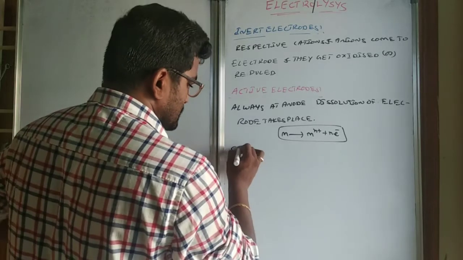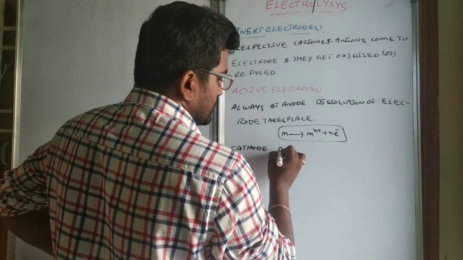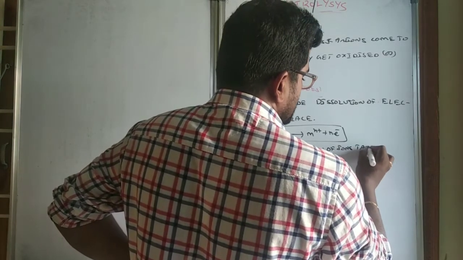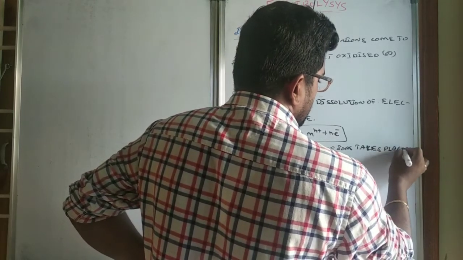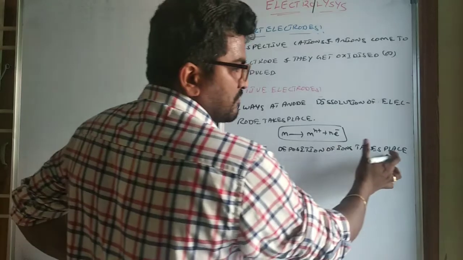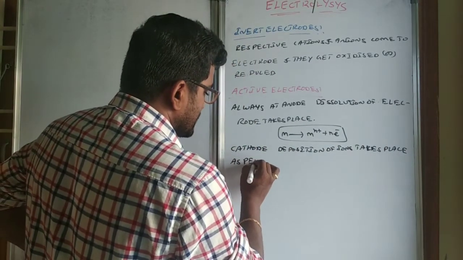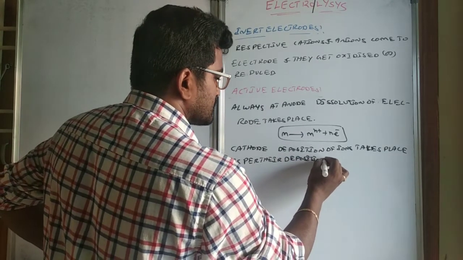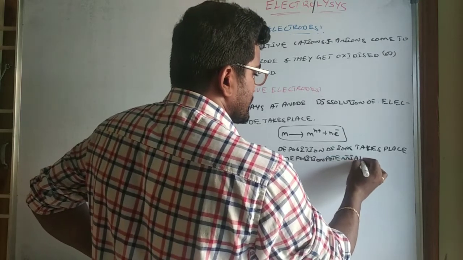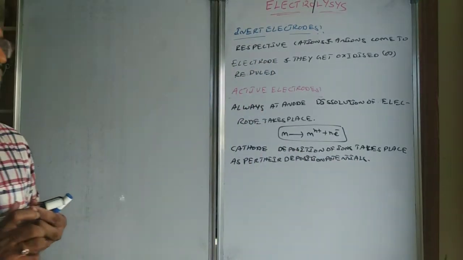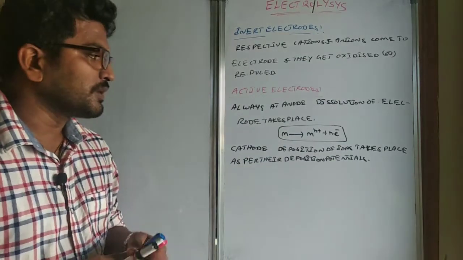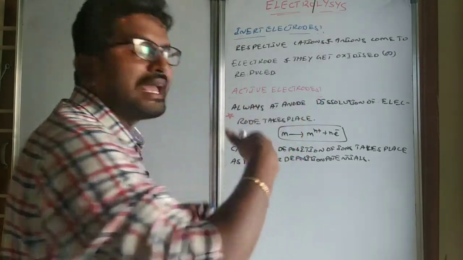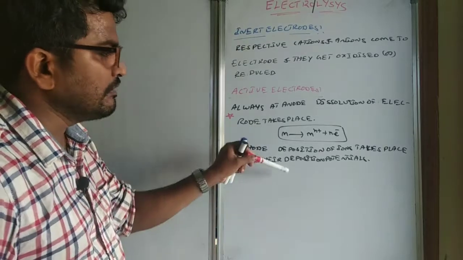At cathode, deposition of ions takes place as per their deposition potentials. This is what you have to remember. Always in the active electrodes case, only the anode will dissolve, and the regular case, all will be the same.